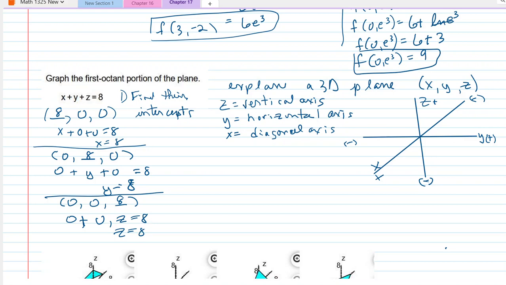Okay, so now we're going to graph it. In the graph, we would have our x is 8. 1, 2, 3, 4, 5, 6, 7, 8, right there. Our y is also 8. 1, 2, 3, 4, 5, 6, 7, 8. And our z is 8. 1, 2, 3, 4, 5, 6, 7, 8. And then we would draw our lines.